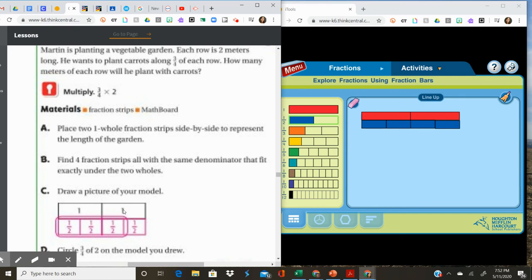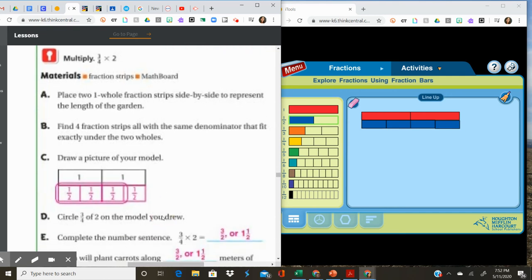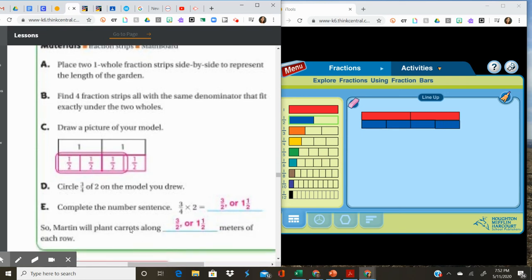We put 2 wholes, and we found that half pieces fit 4 times under the 2 wholes, and we circled it. Now we're going to complete the number sentence. 3/4 times 2 equals 3 halves. 1, 2, 3 halves. Or if you were to simplify this, you could create 1 whole, plus a half, 1/2. So Martin will plant carrots along 3 halves, or 1 1/2 meters of each row.